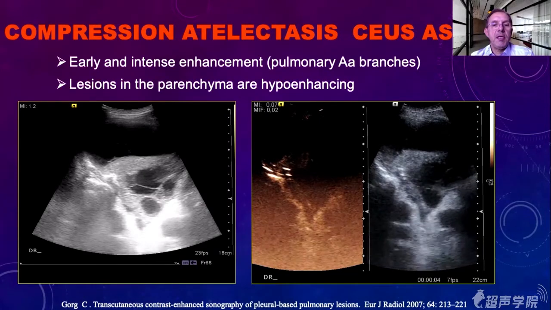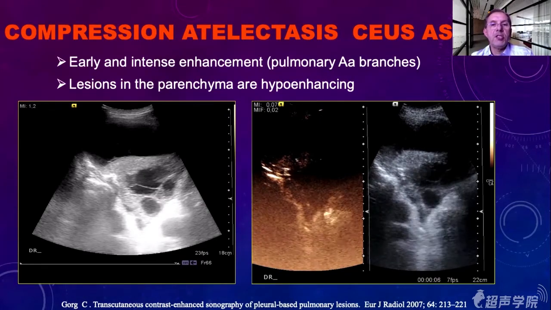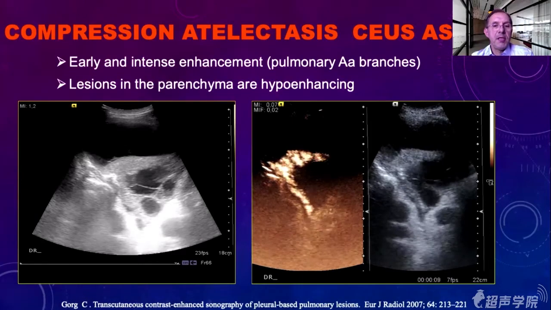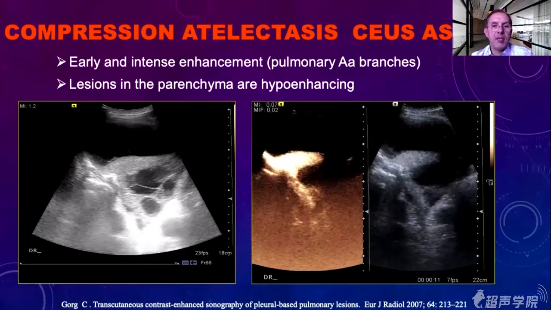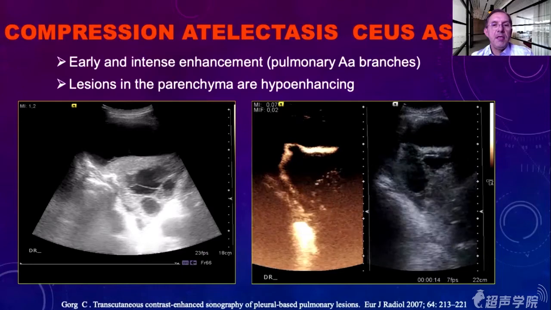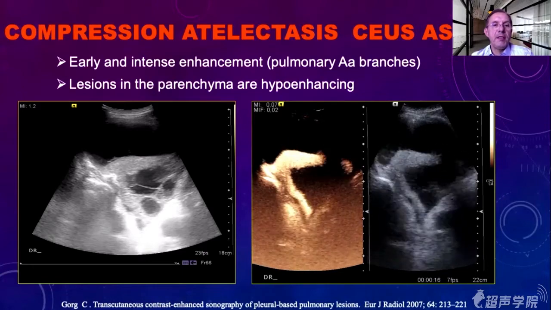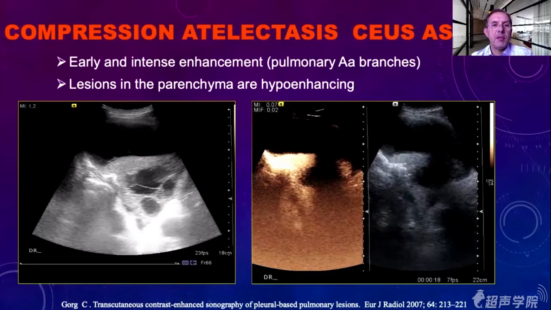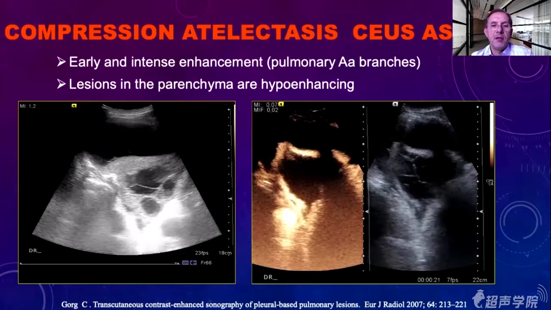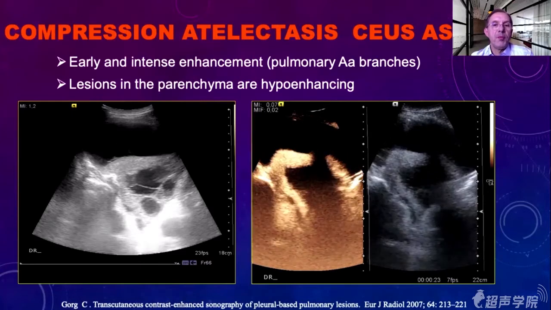Let's start to see the main lesions in the lungs. Here is a case with compression atelectasis, and you see that we have here an early and intense enhancement because the contrast agent is coming through the pulmonary artery branch. But very interesting is that in this atelectatic parenchyma, other lesions may be detected because they have different flow patterns.